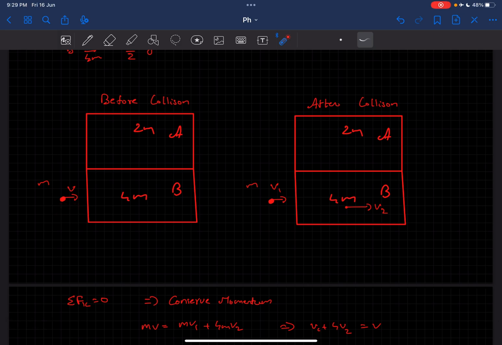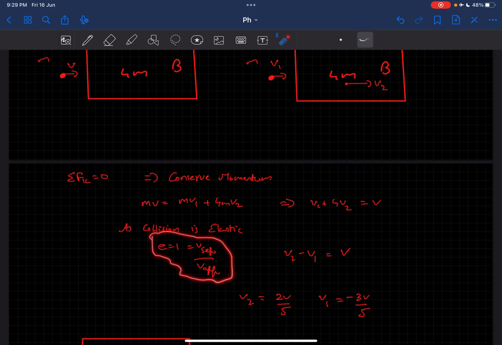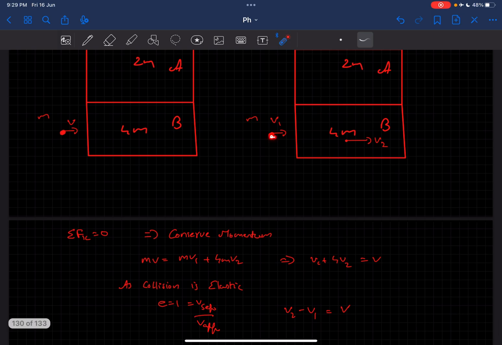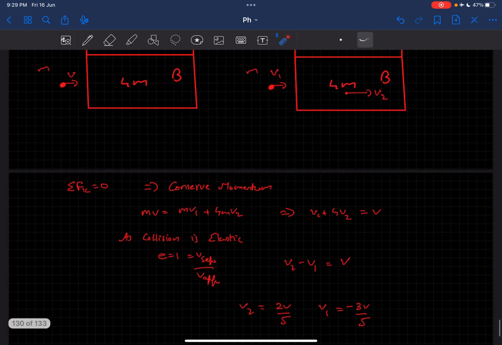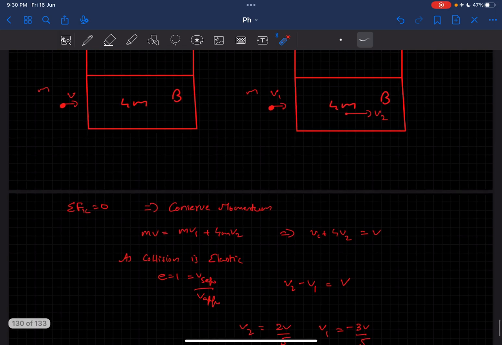Before collision, it's given that it's approaching with the velocity V. After collision, we'll assume this to be V1 and block B to be moving with V2. As we can ignore friction, we can take sigma Fx to be zero and conserve momentum. The initial momentum was mV, and finally it would be mV1, which is the momentum of this, plus 4mV2, which is the momentum of this. Solving that, we'll get our first equation. The next equation we'll get by using the fact that the collision is elastic. So we can say e equals 1. e is defined as the velocity of separation upon the velocity of approach between the two colliding objects. The velocity of separation is V2 minus V1 in this case, and the velocity of approach is just V. So we can write V2 minus V1 equals V. Now solving these two equations, we'll get the values of V2 and V1, right?